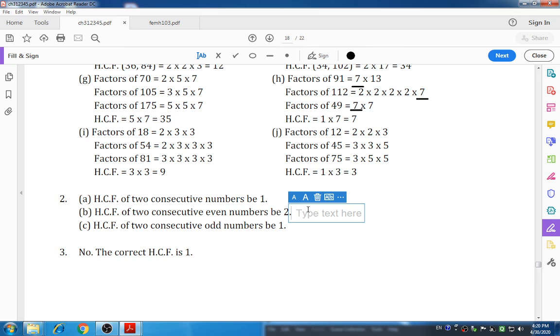Here the first even number is 2, whose factors are 2 into 1, and the next is 2 into 2. Now look at here, the common factor is only 2. So the HCF of the even numbers is 2. As like that, for odd numbers, HCF of two consecutive odd numbers is 1, because consecutive odd numbers are not divisible by each other. Okay.